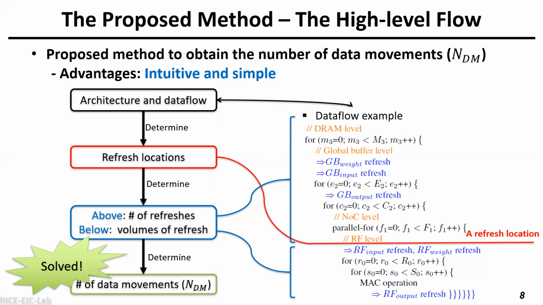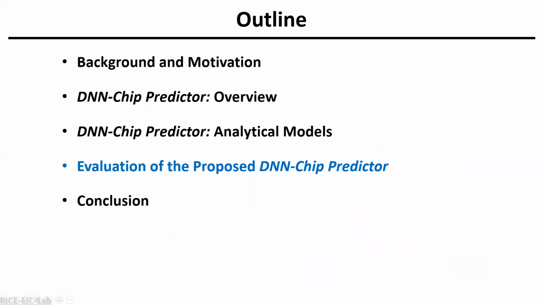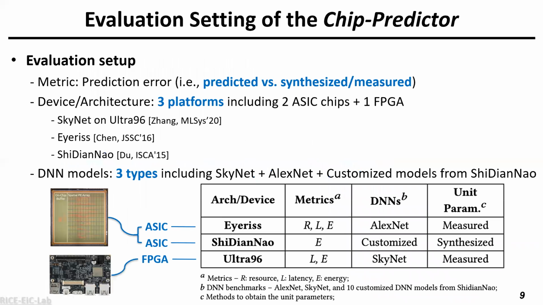Following a process similar to the one for energy, the prediction for an accelerator's latency and resource utilization can also be obtained. For more details, please refer to our paper. Then I will show our evaluation of the proposed DNN Chip Predictor based on different DNN models and hardware platforms. For the performance metric, we adopt the prediction error, which captures the difference between our predicted performance and the hardware-measured one.